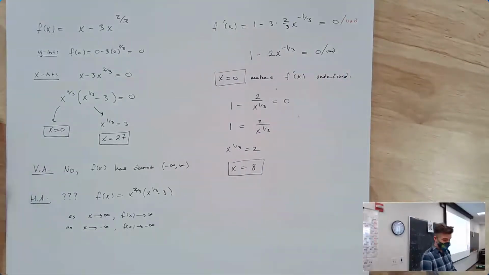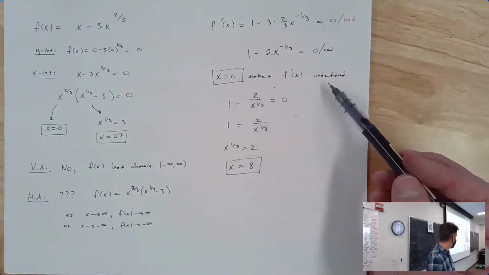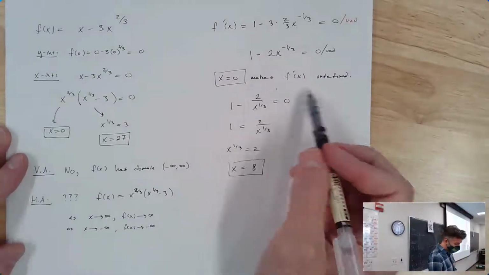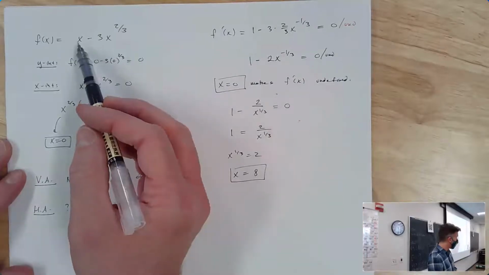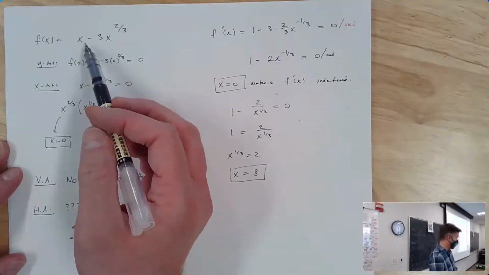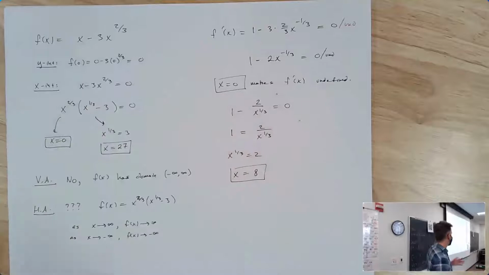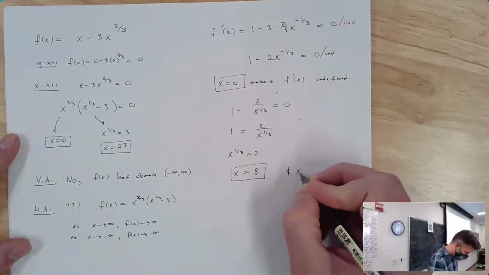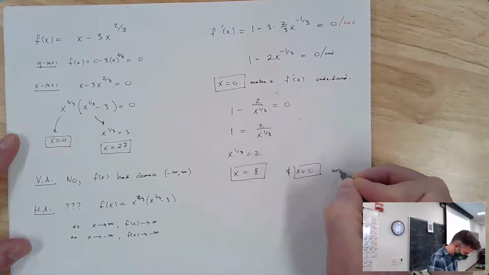Now, 0 is still a critical value because it makes the derivative undefined. And I should be extra specific here. It's a real critical value, right? It's a place where the derivative is undefined and the original function is defined. It's not like an example where you've got a vertical asymptote and the derivative is undefined there because the original function was also undefined. We'll see that in the next example. But here, these are both critical values.